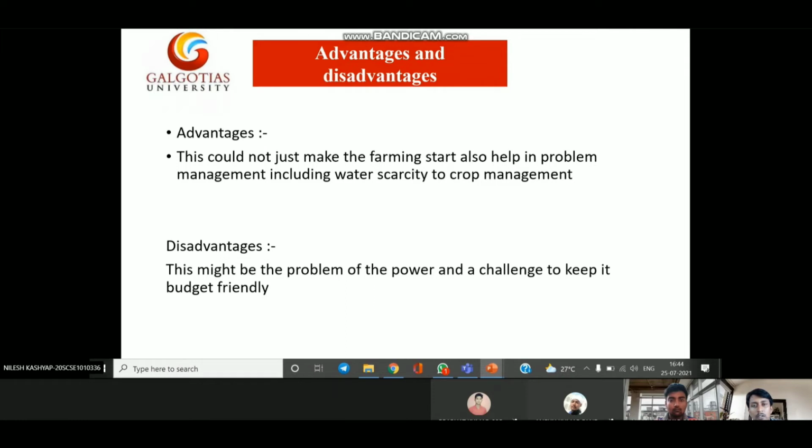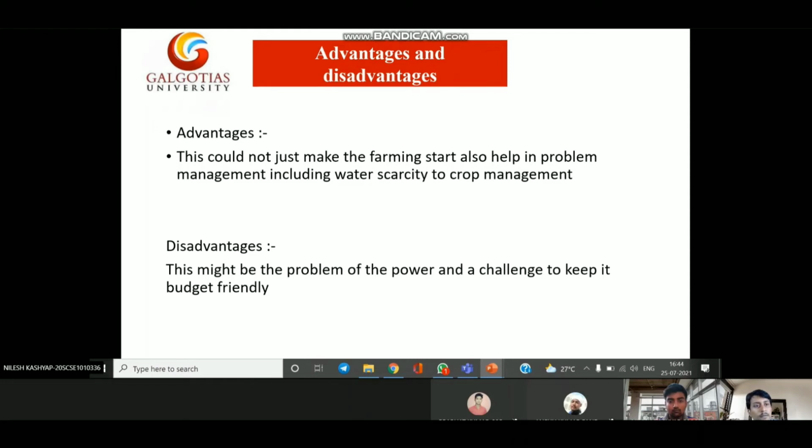And the disadvantages: there might be a problem with power and challenges to keep it budget friendly within 25 to 35,000. These were the advantages and disadvantages which we got throughout our project. Besides that, we can have more advantages, as the introduction of AI and ML will give a new study in the field of agro industry.